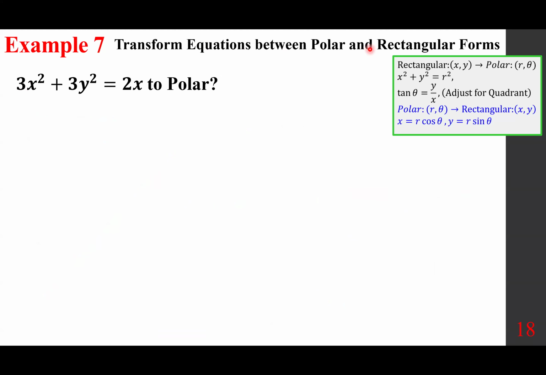We want to transform equations between polar and rectangular forms again. 3x squared plus 3y squared equals 2x, and we want to take it to polar form. So again, we remember this. So first and foremost, on the left side, we can factor the 3 out.